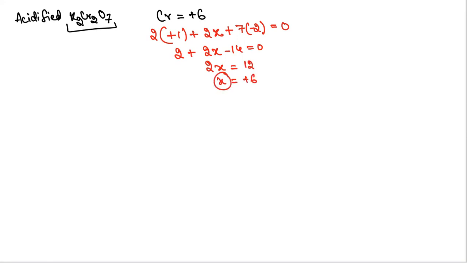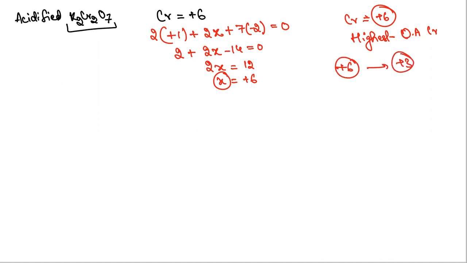It means that both the chromium atoms here are present in +6 oxidation state, which is actually the highest oxidation state possible for chromium. And that's why chromium is always in this desire to take some electrons so that it can have a lower oxidation state, like +3. Okay, so your chromium wants to go from +6 to +3 oxidation state. And since it takes electrons, it reduces itself, and on the other hand, it will be oxidizing another one. So it may act like an oxidizing agent. And not just an oxidizing agent, acidified K2Cr2O7 is a very, very strong oxidizing agent.